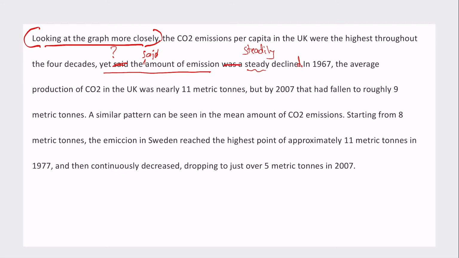In 1967, the average production of CO2 in the UK was nearly 11 metric tons, but by 2007 that had fallen to roughly 9 metric tons. Okay, we've got some nice detail. They're giving me specific figures from the graph, which is nice. I really like this phrase, had fallen to roughly. That's a very natural way of introducing and describing data. So I think that's a really nice way to phrase it.